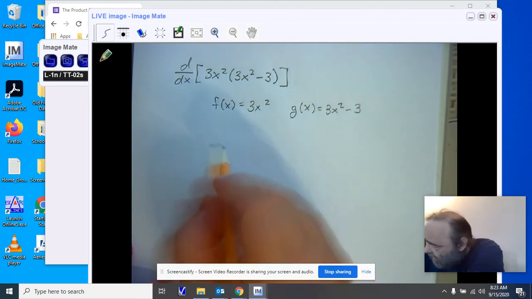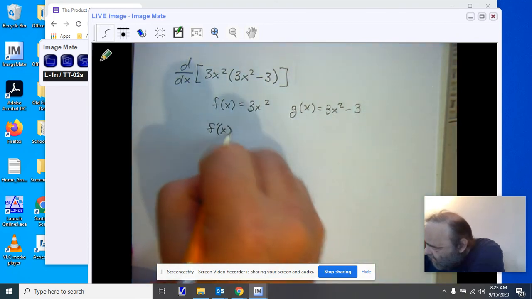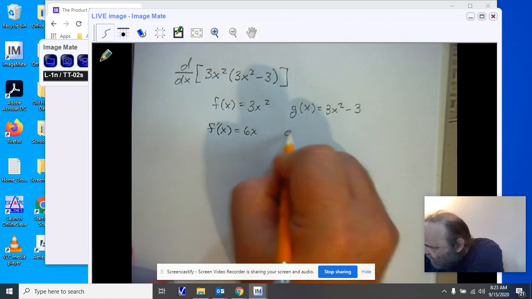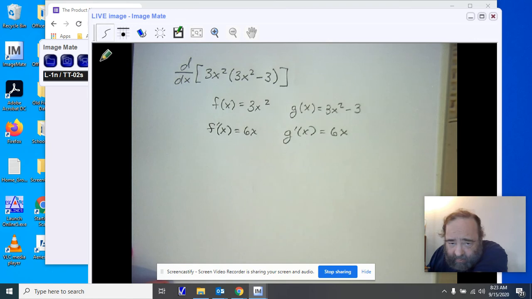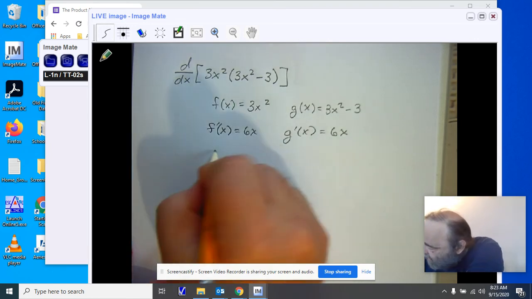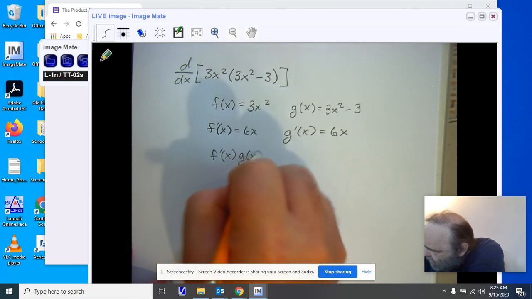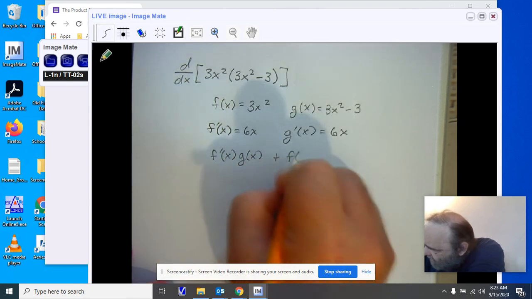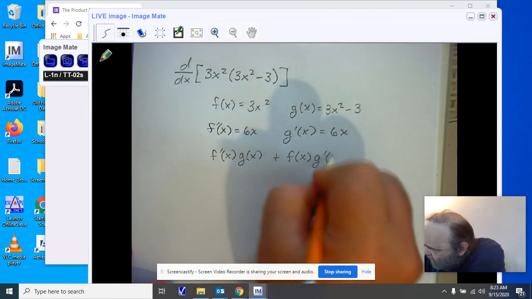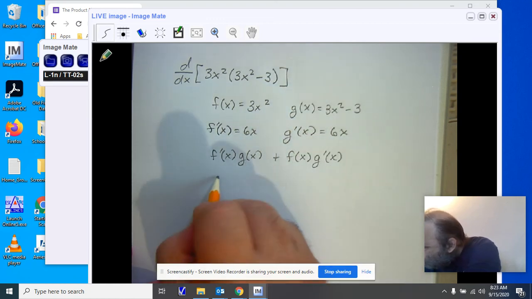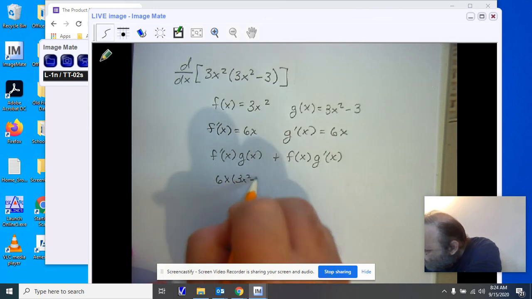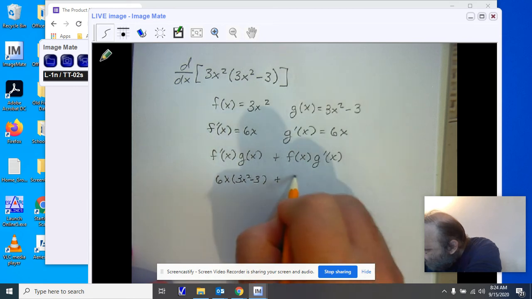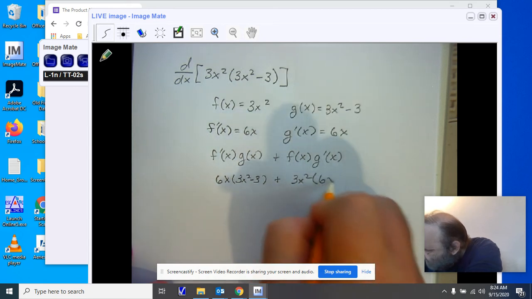And you'll notice as I do this, I find my f prime of x. The derivative is 6x. I find g prime of x. This is also 6x. Notice the minus 3 goes away. We now put it together. F prime of x times g of x plus f of x times g prime of x. And we now substitute. We have 6x times 3x squared minus 3 plus 3x squared times 6x.